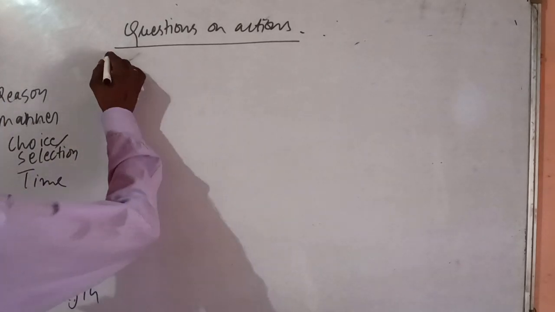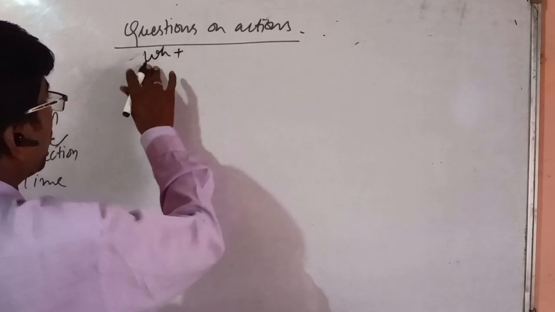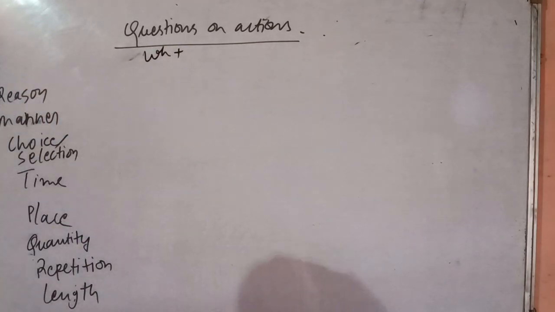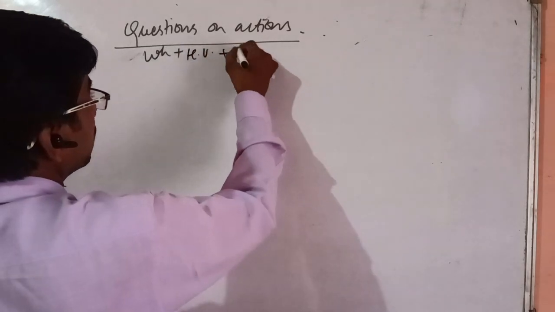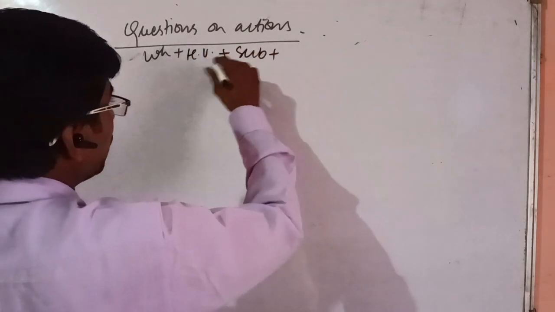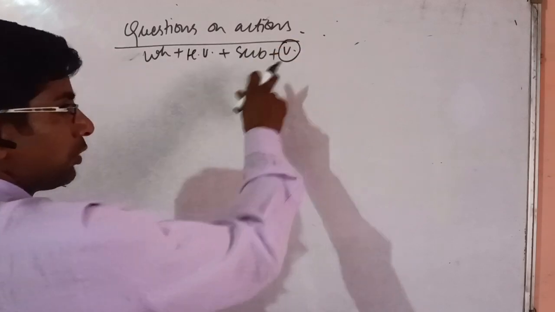So let's first know the pattern. The pattern is very common. First we have to use the WH word, which we learned. The WH word is used according to the aspect of the action on which we are asking the question. Then obviously we will have everything here, because we are asking a question on the action.